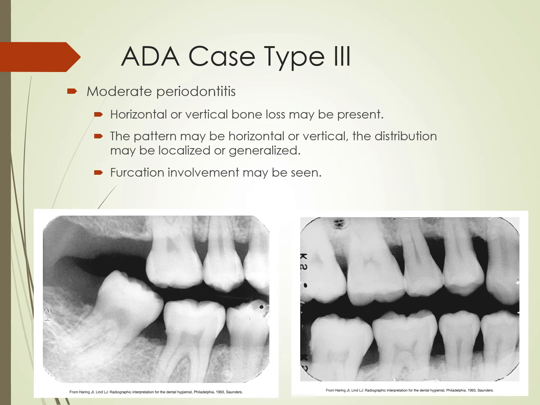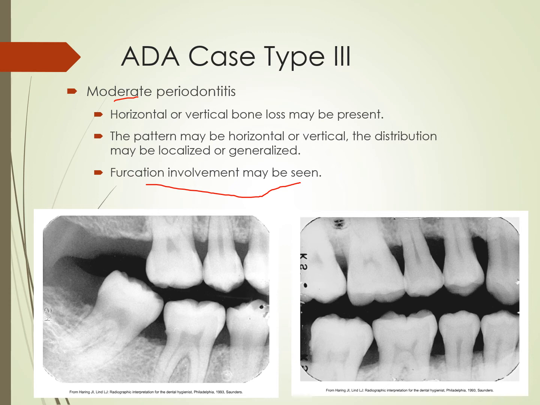Okay, so case type 3, which is moderate periodontitis. Here we see horizontal or vertical bone loss. The pattern can be horizontal or vertical, and the distribution may be localized or it might be generalized. Sometimes here we even see a bit of furcation involvement, although not always, okay? It just depends. The alveolar bone here is usually approximately 4 to 6 millimeters apical, or away from the CEJ of adjacent teeth.